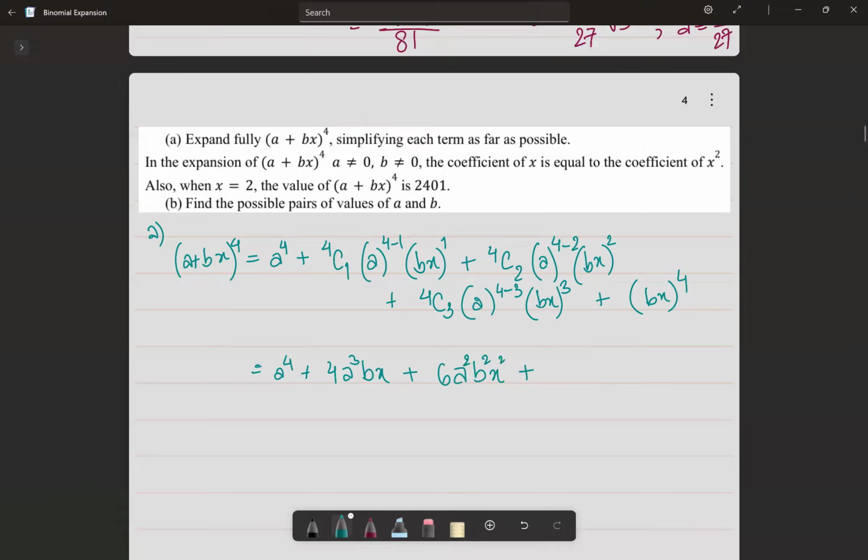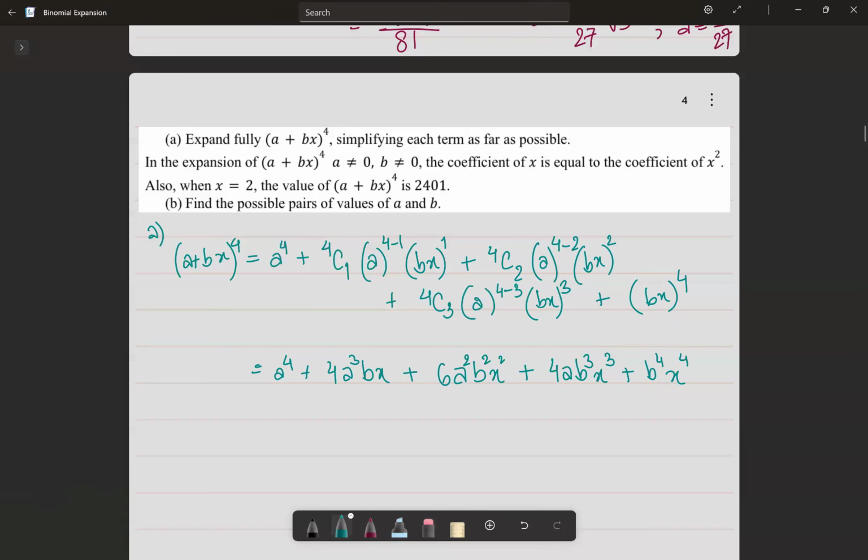Then we have 4c3. If you press 4c3 in your calculator, you're going to get 4. So 4 a to the power 4 minus 3 is 1, which we do not write. And we have b cube, x cube. And lastly, we have b to the power 4, x to the power of 4. So we have expanded this fully and we have simplified each of the terms.